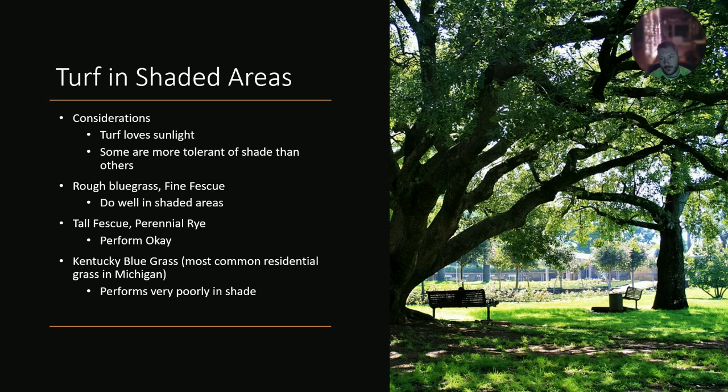So if we were to fix this situation, there's a couple things we could do. We could make a mulch bed for that tree that's nice and big so we don't have to worry about the turf. We could do some selective pruning up in that tree to let more light down into the turf area, or we could plant some shade tolerant species, like rough bluegrass or fine fescue. Those will do very well in shaded areas. Tall fescue and perennial ryegrasses do okay. They're not going to be the best. And then Kentucky bluegrass, not ideal. It likes sun, so do not plant it in a shaded area.